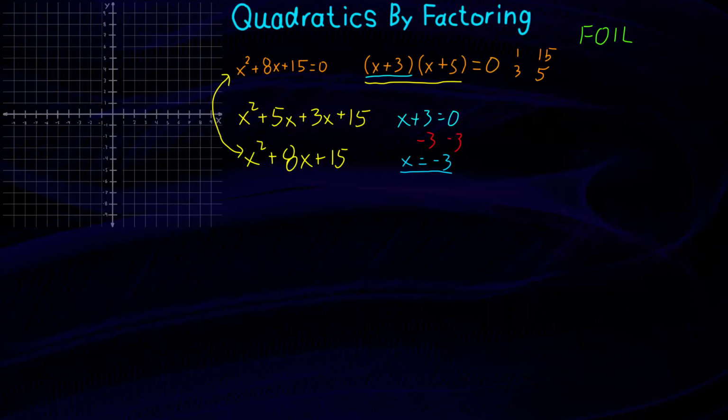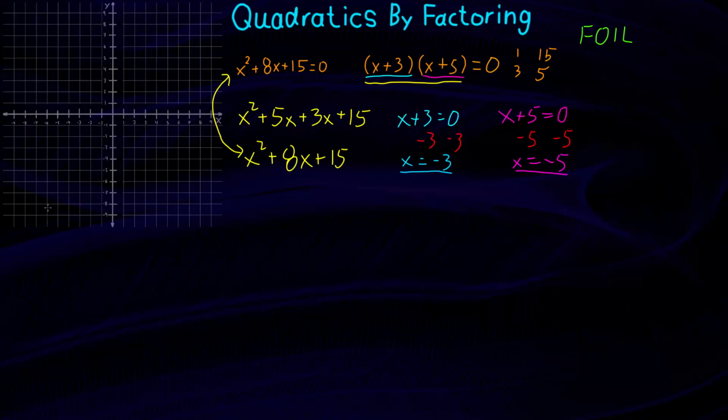Let's work on the other one. We'll do it in purple for this factor, and this is x plus 5 equals 0. We want to cancel away the constants, so we subtract 5 from both sides so that it's effectively x plus 0, so it's just x. And what are we going to have now? x equals negative 5. So that is the other solution.